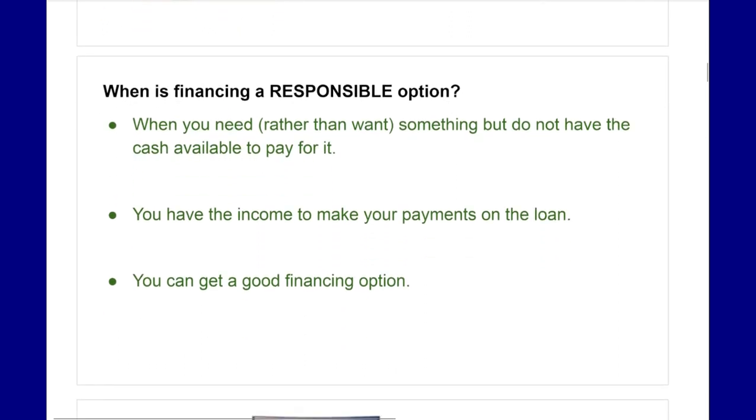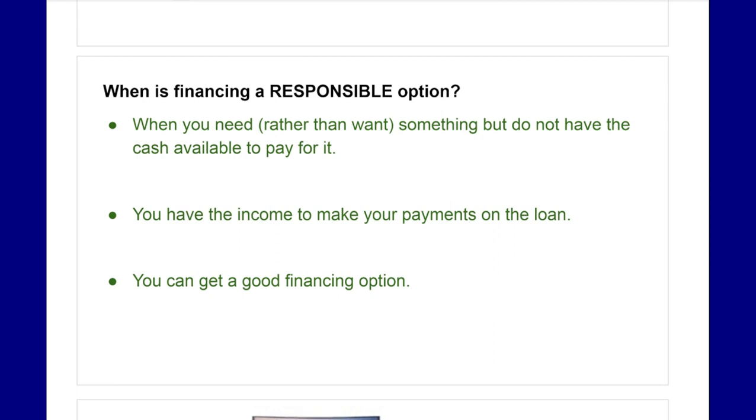So financing a purchase does seem like a good idea. I don't have to pay for it all now. I can pay it off in smaller amounts, pay it off later. And it can be a responsible option. It can be a good option when you need something rather than want it, but do not have the cash available to pay for it. Maybe you need a car, but you don't have the money right now to buy a full car. It could be for a house. Or maybe you do need that TV, or you're buying stuff for your house, or furniture, things like that. So there might be reasons where you do need to make a large purchase and you need it now, but you don't have the cash available.